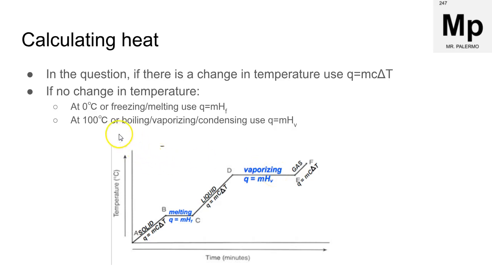So some key words to look for when it says at 0 degrees Celsius. So how much heat energy is required at 0 degrees Celsius, or freezing or melting. If those words are used and there's no change in temperature, we're using the heat of fusion, so it's Q equals mHF, where m is the mass and HF is the heat of fusion from table B. If it says at 100 degrees Celsius, or boiling, or vaporizing, or even condensing, that's all occurring at this phase change, and we're using the Q equals mHV. Again, m is mass, HV is the heat of vaporization on table B.